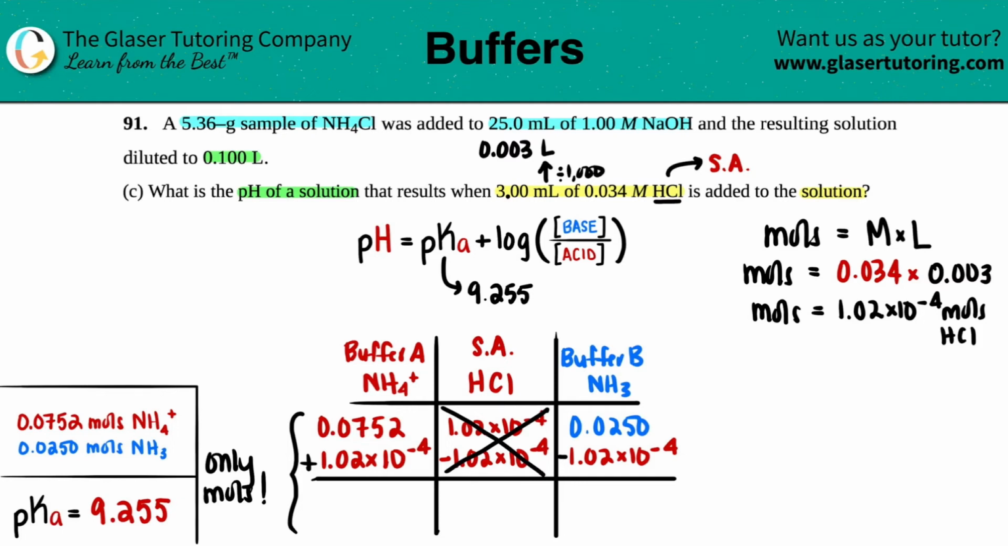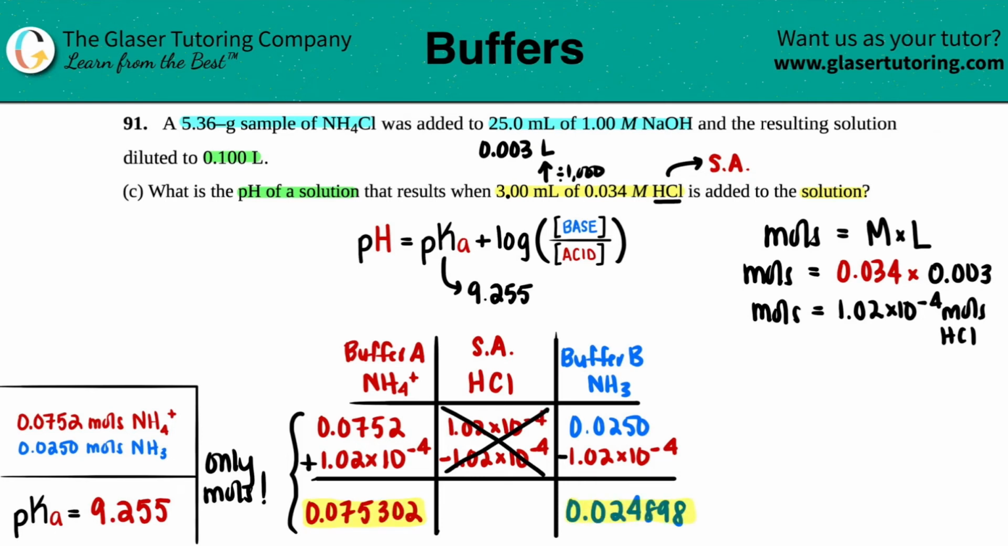0.0752 plus 1.02 times 10 to the -4th. So for the new buffer, I have 0.075302. And for the base, let's see, was it able to clear it all? We should not get any negatives. Ah, good. So the strong acid is completely all gone. 0.024898. And now these are your new numbers after the battlefield, after that strong acid was added.